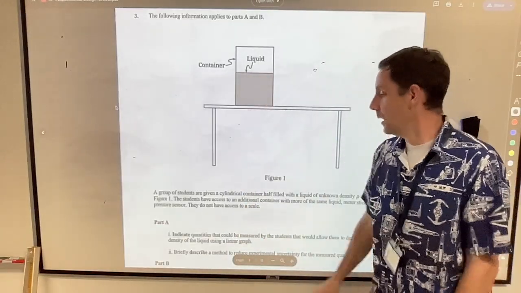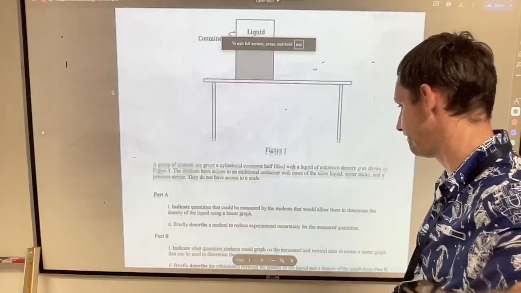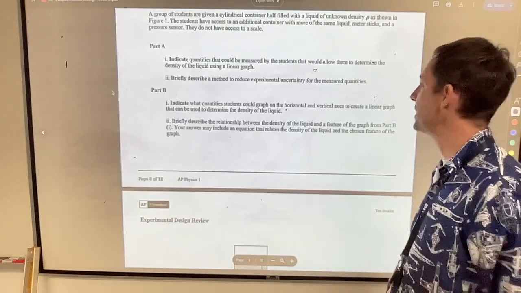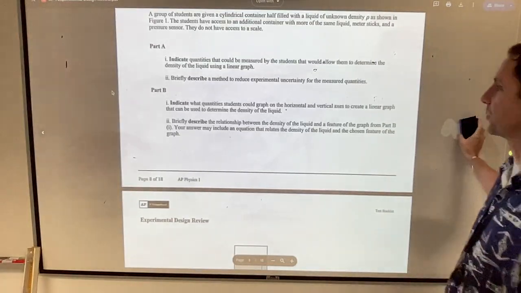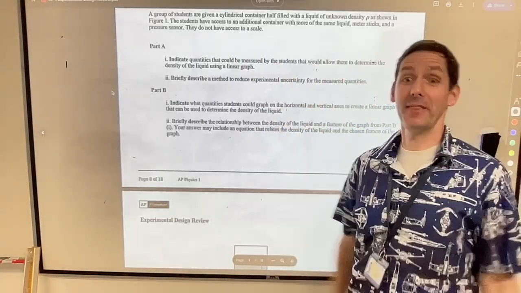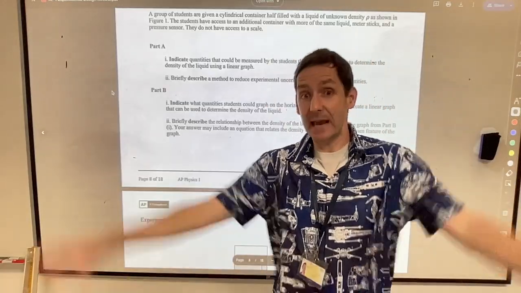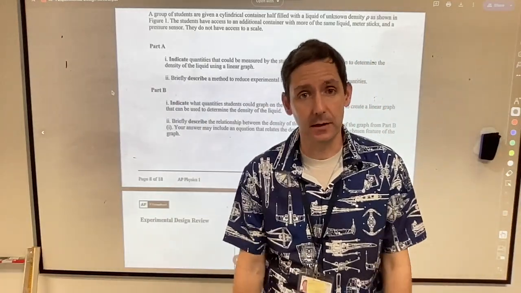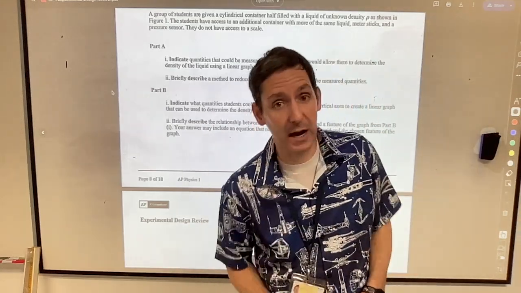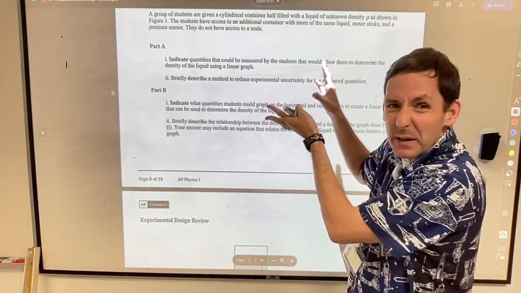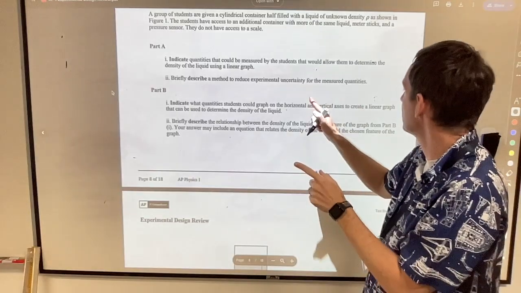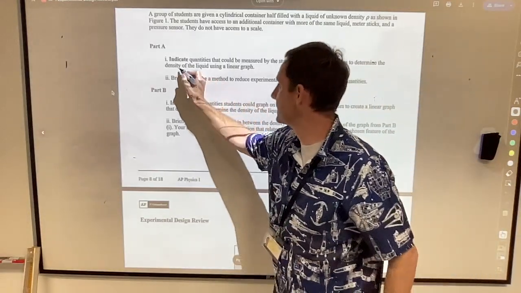In part A, we're going to indicate quantities that could be measured by the students that would allow them to determine the density of the liquid using a linear graph. That sounds familiar, right? Just like every other experimental design question that we've done. They want us to give quantities, what goes on the x-axis, what goes on the y. It's asked a little bit differently, but it's the same question. Now, what can we measure that would allow us to determine the density?